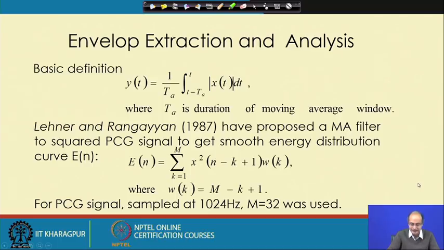So, the PCG signal under consideration was sampled at about 1 kilohertz, 1024 hertz, and they found that m equal to 32 is sufficient for that. Okay. With that, Lehner and Rangan proposed first to get the envelope and make use of that as the energy of the activity, to measure how much energy is present in S1 and S2.